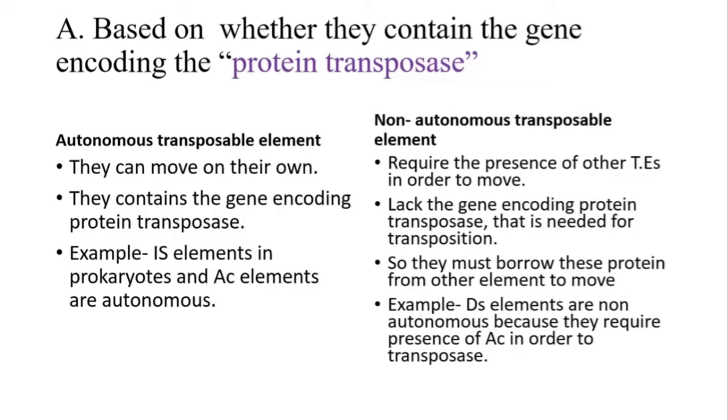Non-autonomous transposable elements are those which require the presence of other elements in order to move, since they do not contain the gene encoding the protein transposase that is needed for transposition. So in order to move, they borrow this protein from another element. An example of non-autonomous transposable elements are DS elements. They require the presence of AC elements in order to transpose.